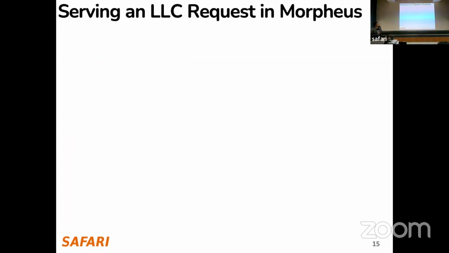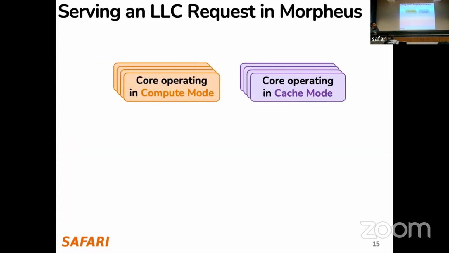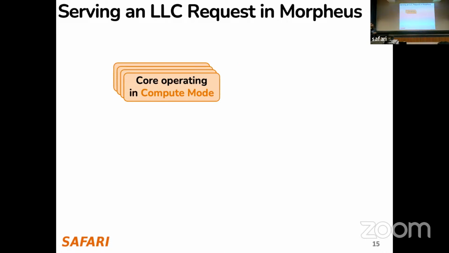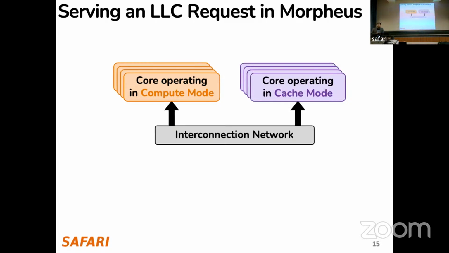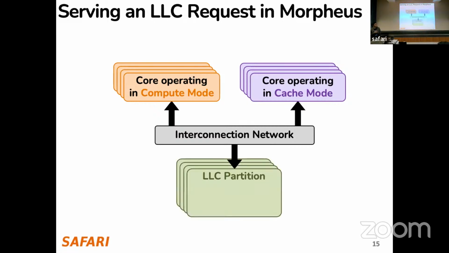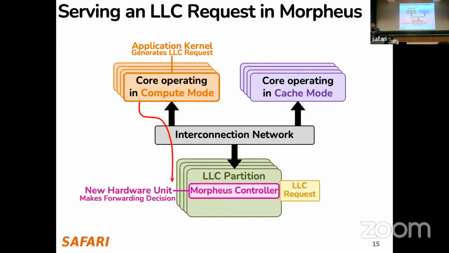Okay, so we introduced these 2 modes. Now let's see how in a full GPU system Morpheus serves a request. So we have some cores operating in compute mode and some cores operating in cache mode. And these cores are all interconnected through an interconnection network to a set of LLC partitions. Now, applications running on cores in compute mode can generate LLC requests. And any such LLC requests would move over the interconnection network to an LLC partition. That gets first handled by the Morpheus controller, a new hardware unit we propose.